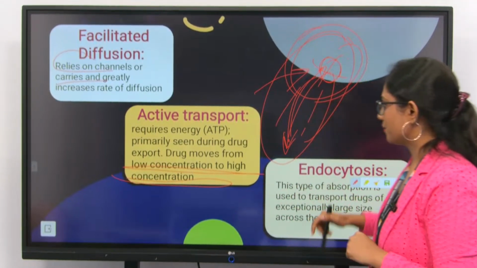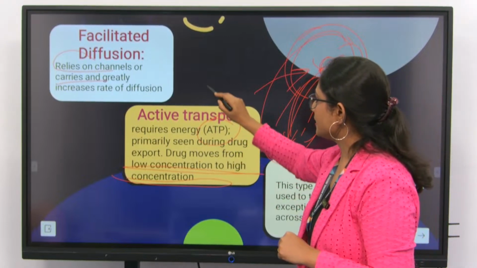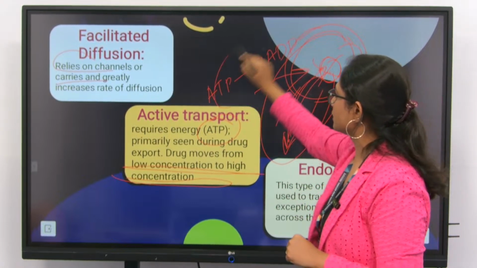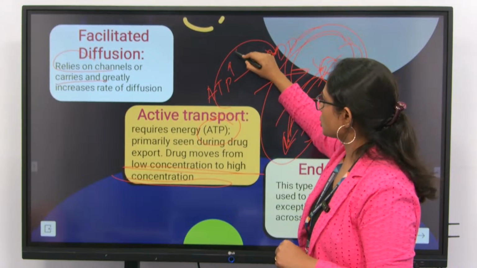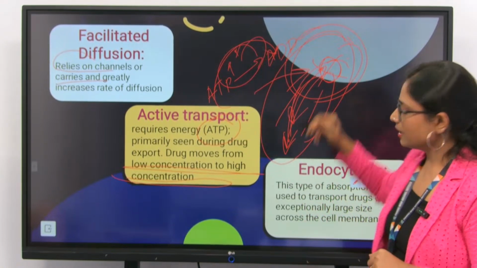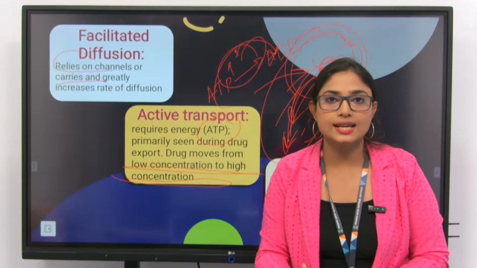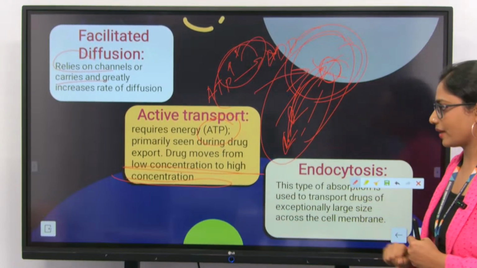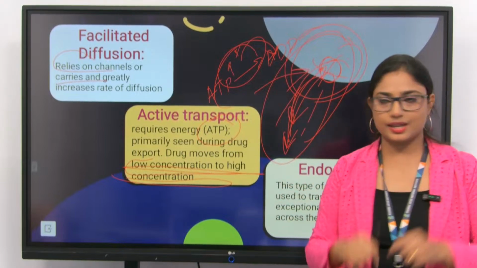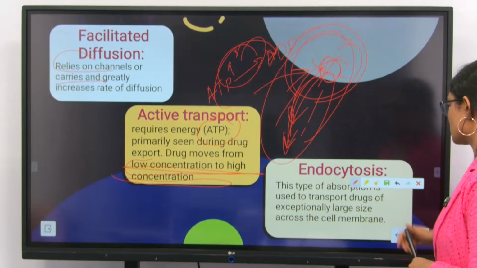That is derived from the conversion of ATP to ADP. When ATP is converted to ADP, a phosphate molecule is liberated, and the liberated phosphate molecule will pull the drug out of the cell. That is active transport. A very important point is that it is the movement of drug from low concentration to high concentration. Endocytosis.